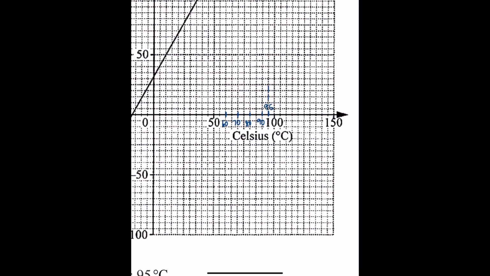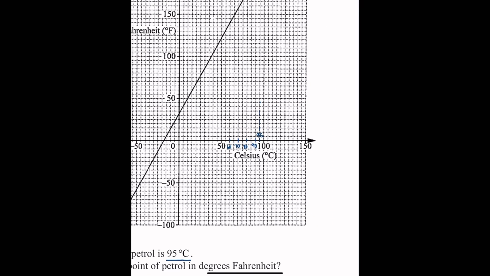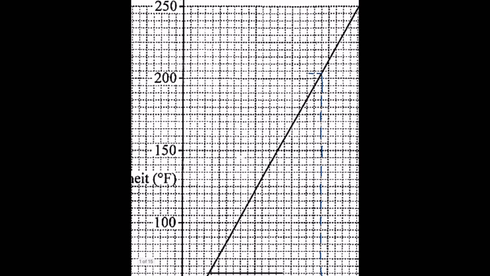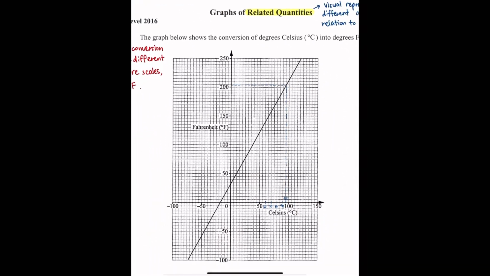So what I'll do is draw a dotted line up to meet the line given here. Dotted line up until I meet the line, and then to find the corresponding value for degrees Fahrenheit, likewise you draw a dotted line to the left till you meet the vertical axis. You can use your ruler and pencil to do so, okay? If you notice, it's about here, okay?